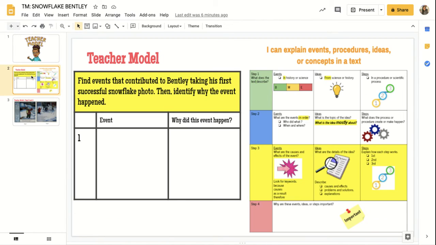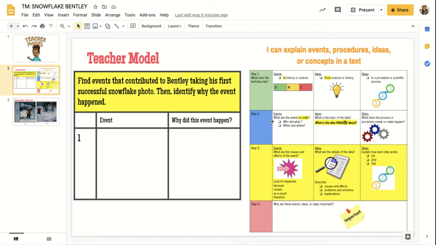So let's jump in. Step 1, what does the text describe? In the beginning of the lesson, we talked about how this text is a biography. A biography is a historical text about the events in a real person's life. That key word for me is events. So I'm focusing on the event section in steps 2 and 3. I'm not focusing on ideas. I'm not focusing on steps. I'm going to be focusing on events.